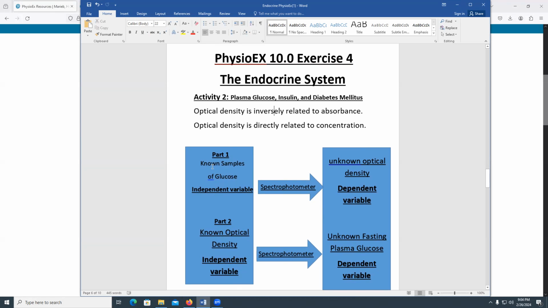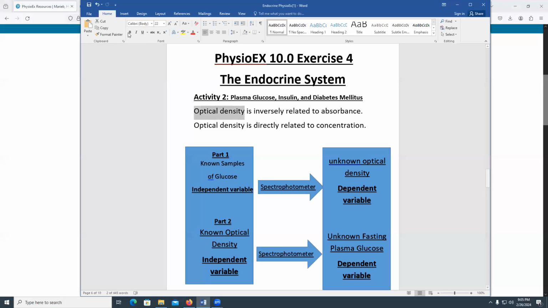The first part, we have an independent variable and a dependent variable. And for the second part, that dependent variable is going to be reversed. It will become our independent variable for the second experiment, and we will use it to probe for or find our dependent variable, which is the unknown fasting plasma glucose. So just keep in mind that we will be using a spectrophotometer, and we will be examining optical density.